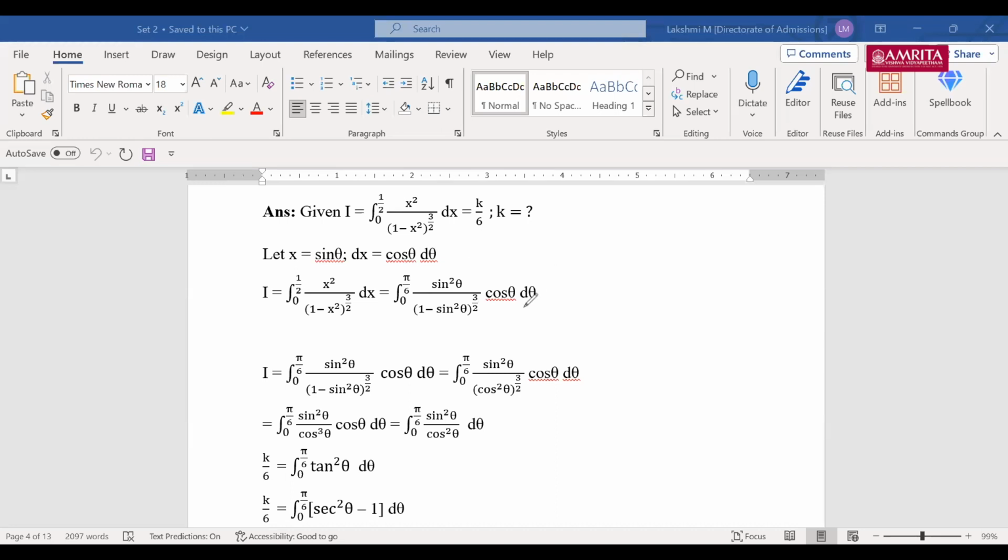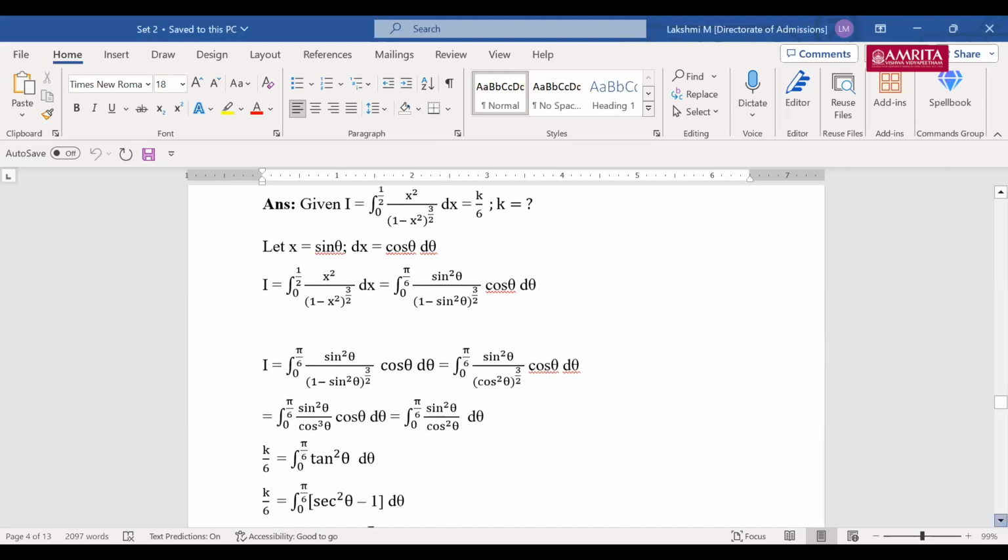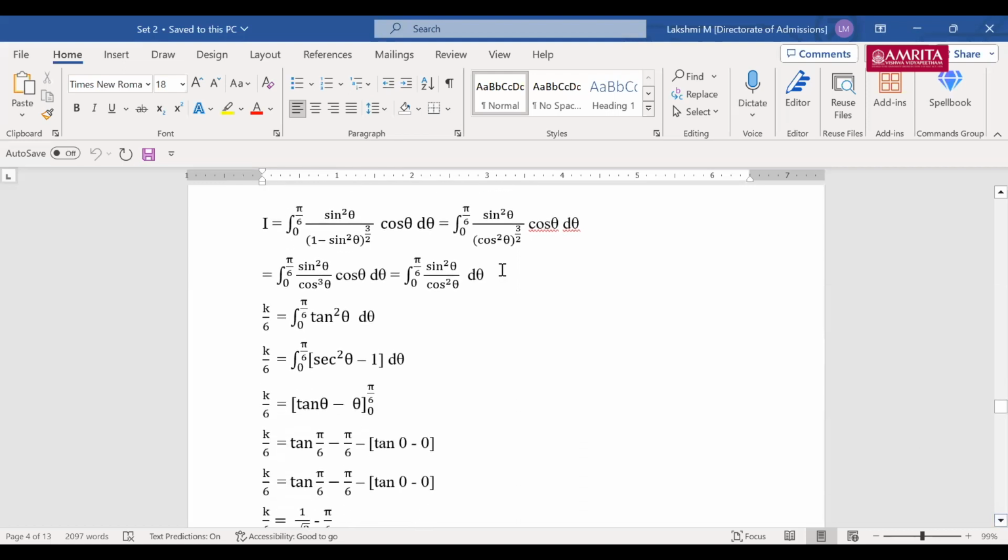Now, the answer after substitution is in the form of pi and also in the form of some value like 3 root 2 or 2 root 3. Now you could simply solve this. 1 minus sine square theta gives cos square theta. Here there is cos theta and this is cos square, so it will get cancelled, and you will have the integral from 0 to pi by 6 of sine square theta by cos square theta, which is tan square theta. You need to use sec square theta minus 1 to solve it. So the integral of sec square theta is tan theta, then minus theta. You have to apply the limit 0 to pi by 6.